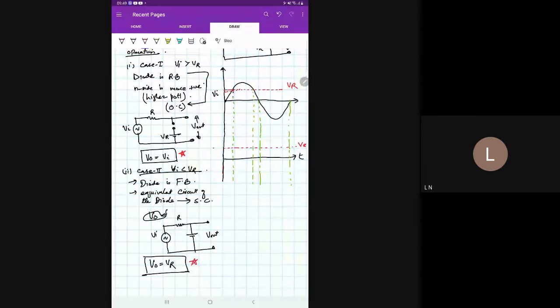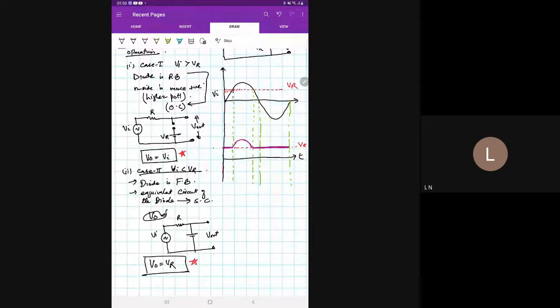This is VR. If this is the reference line, then whenever input is less than reference voltage, your output is constant. So this entire area is constant here. And whenever V input is greater than VR, then output is equal to input. So this will be the output waveform of the circuit.